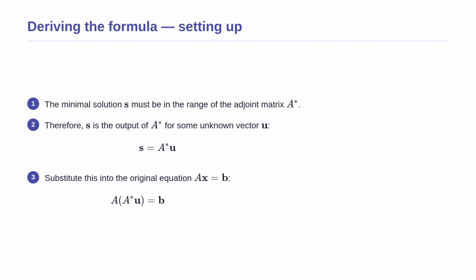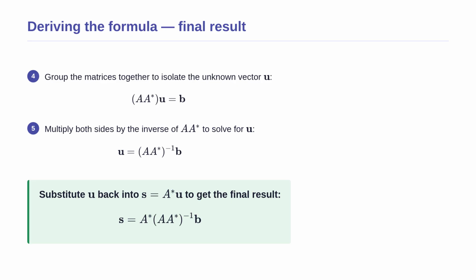To force this to actually solve our system, we take our original equation and replace the unknown x with our special minimal vector, giving us A times A star u equals b. Continuing our derivation, we need to solve for that unknown vector u. By grouping A and A star together, we create a new, smaller square matrix. As long as our original equations were not redundant, this new square matrix will be invertible. To find our unknown vector u, we simply multiply both sides by the inverse of this new matrix. This gives us the exact value of the intermediate vector u.